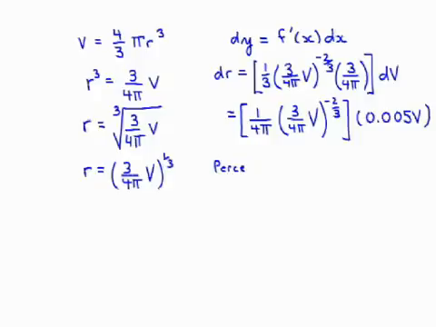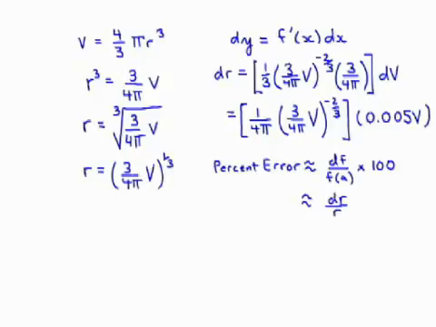If we want to work out the percent error, it is approximately equal to df divided by f of a, times 100. Using the variables that we have in this particular question, dr is going to be divided by r, and then that's going to be multiplied by 100. If you're not sure where this particular formula comes from, it's found in your textbook. There are several formulas found in there that are used in these particular questions involving differentials.